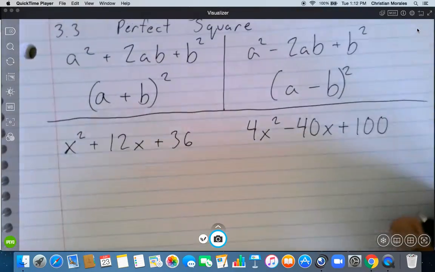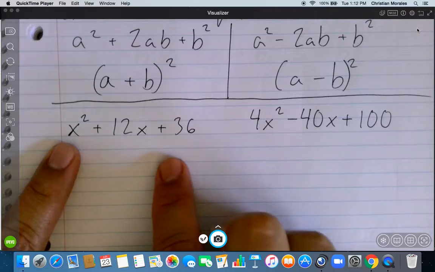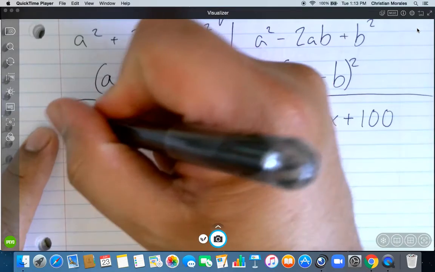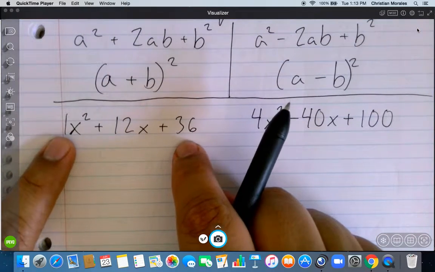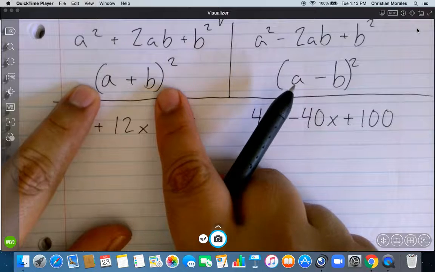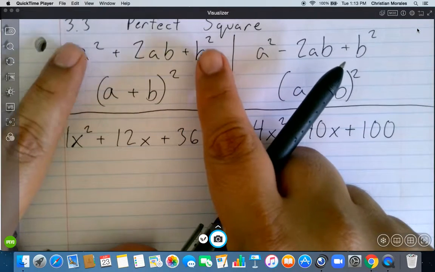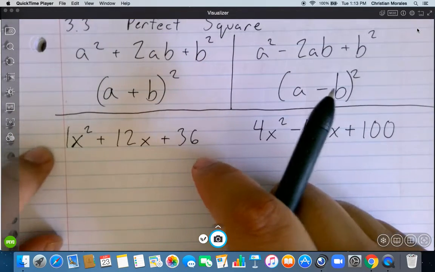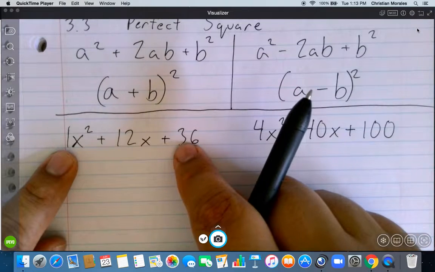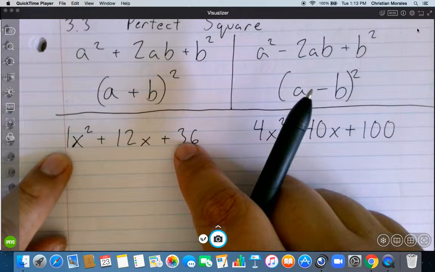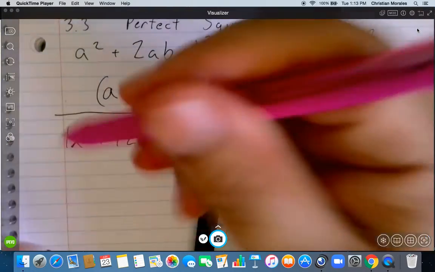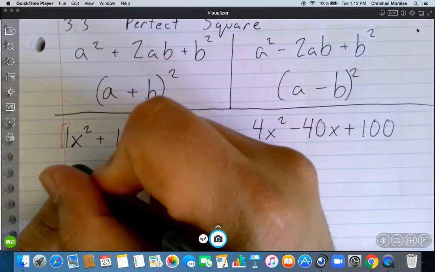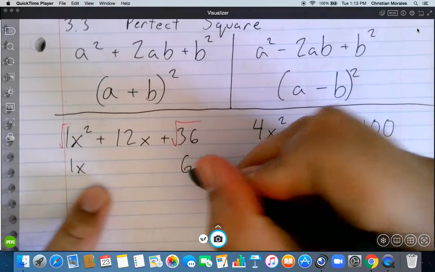Now, if you recognize that the first and the last term are perfect squares, now there is a number here. Remember, this number is 1. If you recognize they're perfect squares, you know your answer will look like this. Well, what does this mean? If you take the square root of those numbers, that's what's going to be in your parentheses. Okay, let me explain. So if I take the square root of this and this, the square root of 1x squared and the square root of 36, I get 1x and I get 6.